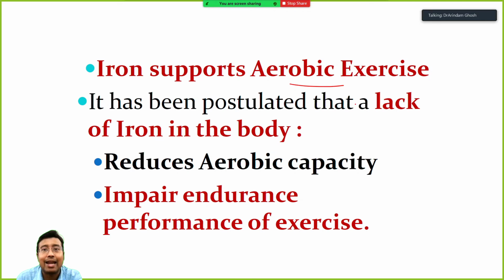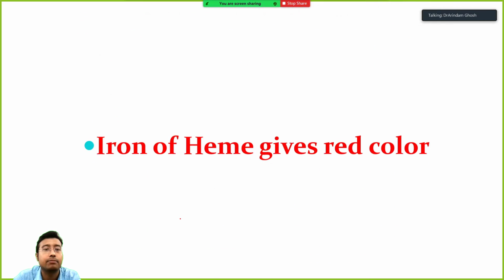It has been postulated that lack of iron in the body matters. If iron is low, what will happen? In case of anemia, when a patient whose iron content is very low goes to the physician, the first complaint is that he or she is getting tired. This is what happens: reduced aerobic capacity and impairment of oxygen performance or endurance. He can perform one task fine, but when he is trying to climb 10 stairs repeatedly, endurance, meaning sustainability of exercise, will be very low.